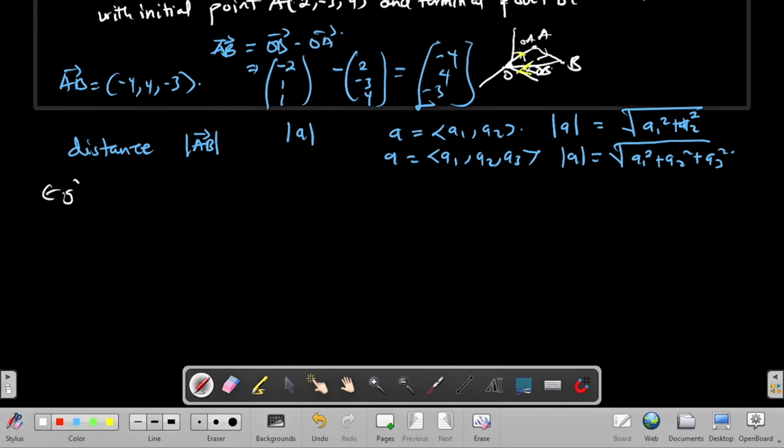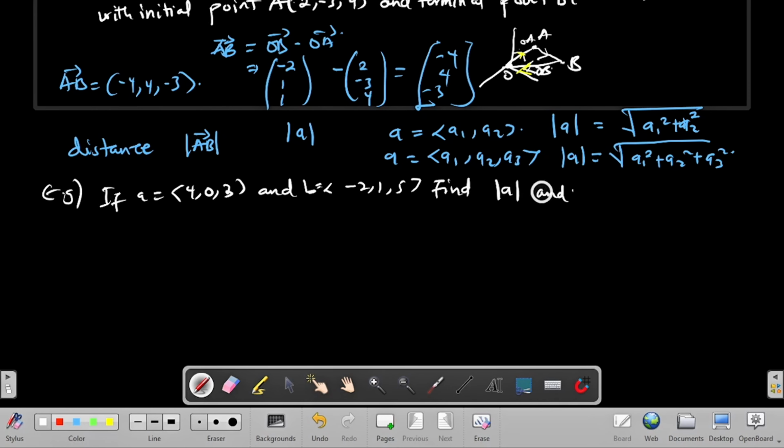So example 2, if I have a vector A given as 4 0 3 and a vector B given as -2 1 5, find the magnitude of A and the vectors.